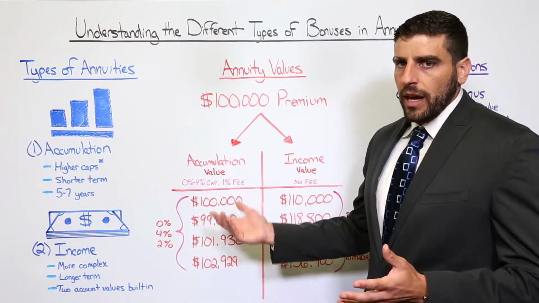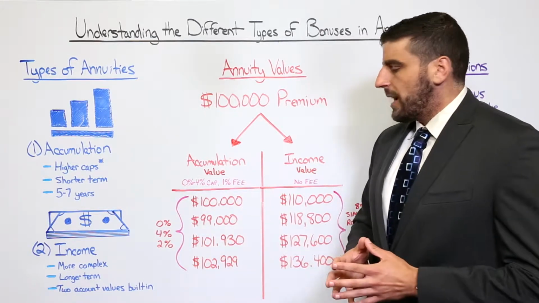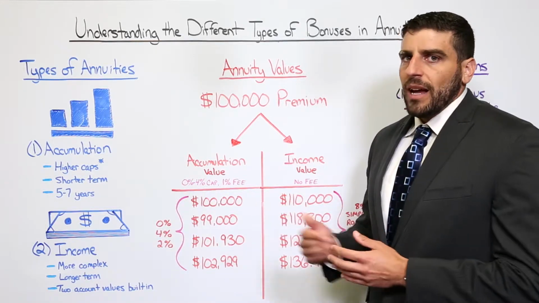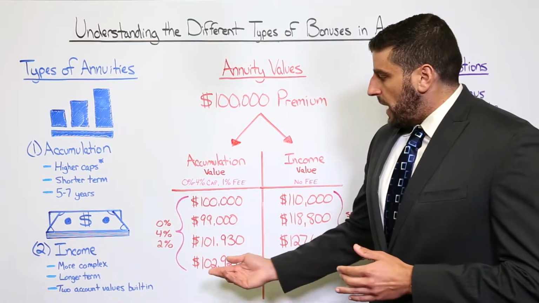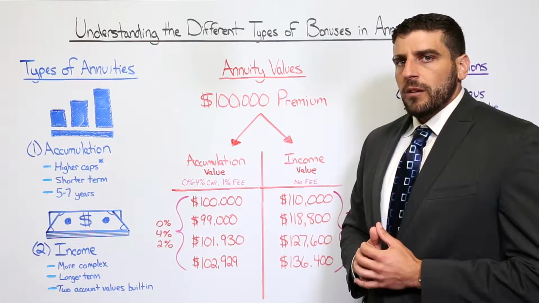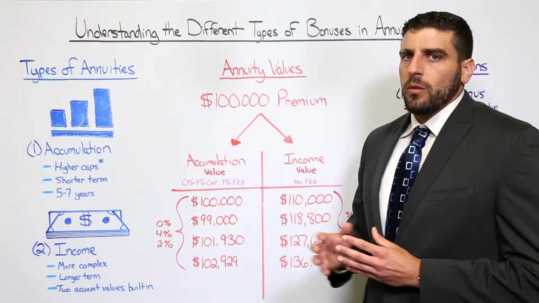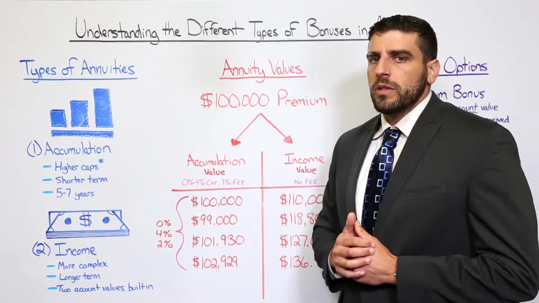It was a decent year, capped out. We're up to $101,930. That's net 3% after the fee as well. And then finally, we have a 2% year. So we go to $102,929, which is a net of 1% after that 1% fee.